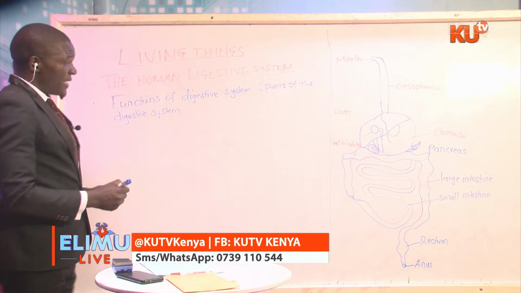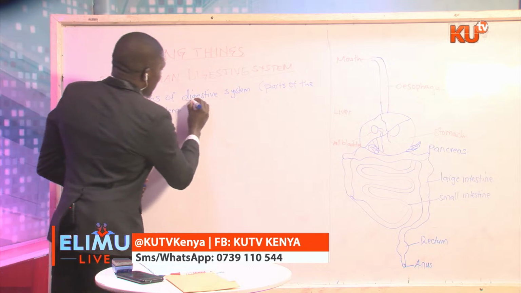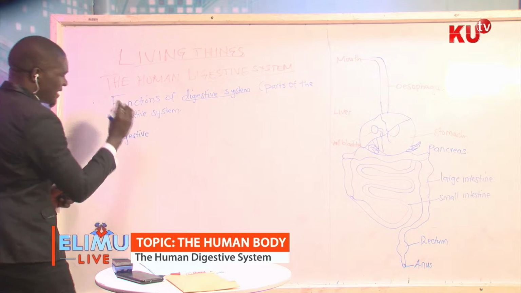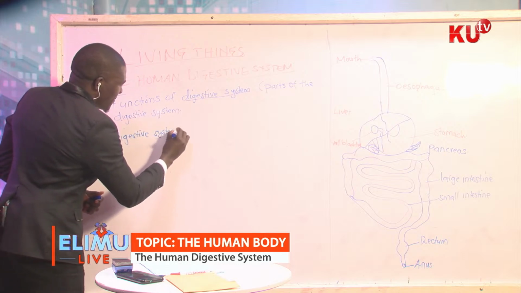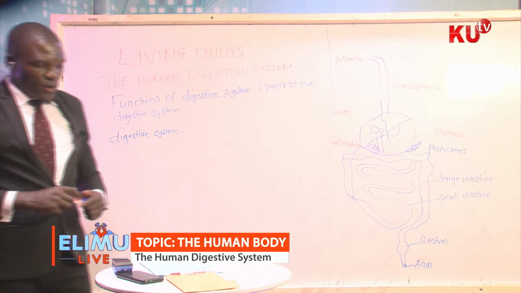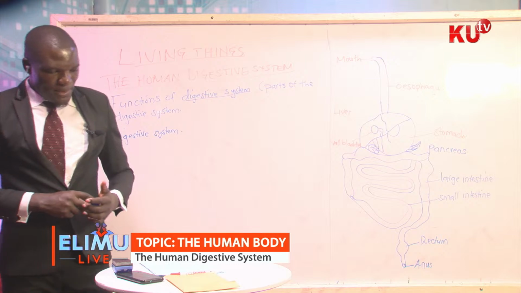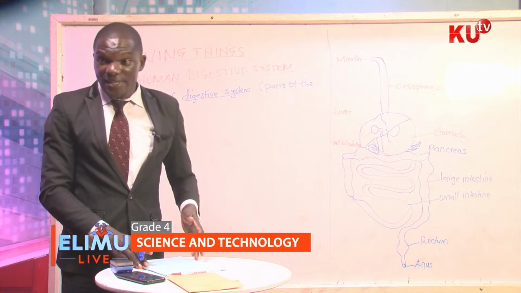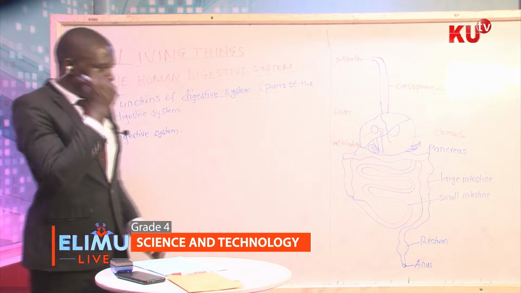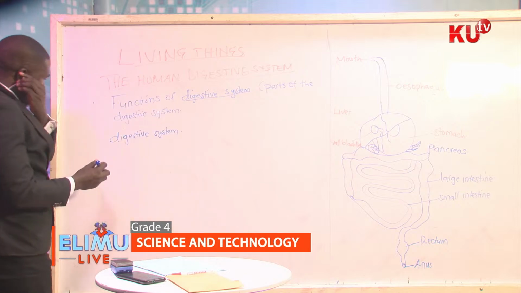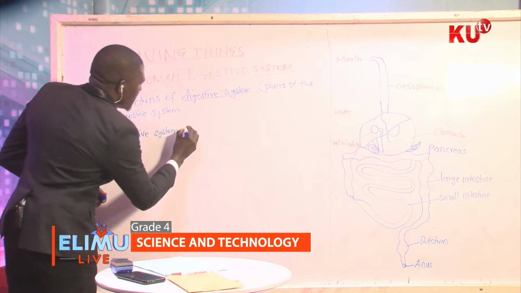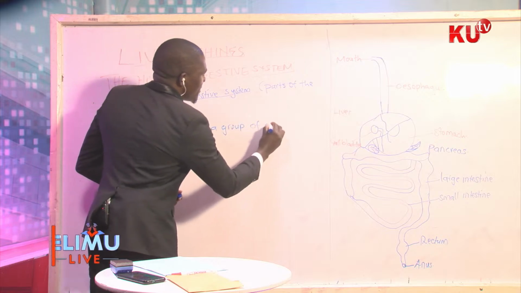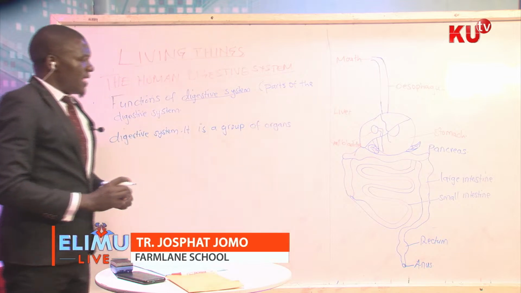Before we look at every part, let's look at the meaning of digestive system. Because we have looked at digestion, let's look also at the digestive system. This will bring you closer to identifying the parts of the digestive system. What is the digestive system? It is a group of organs. That is what you need to know.